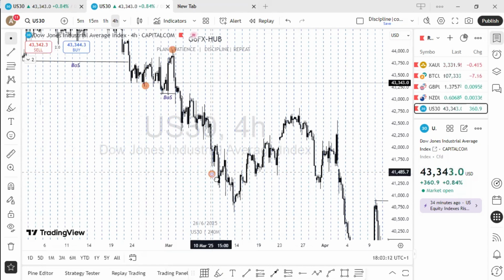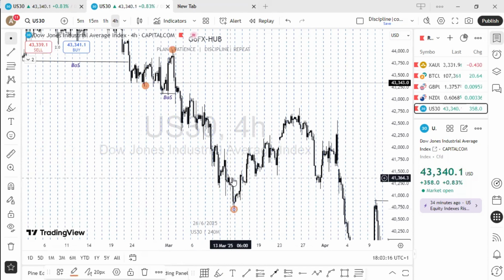So move it downward to a place where it took the inducement. So this is the point that took an inducement. This point did not take any inducement. This place did not take any inducement. So this place took an inducement because it took away this price here. It took away the swing here.